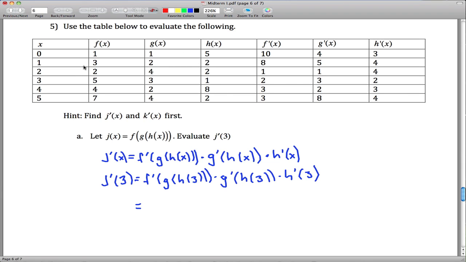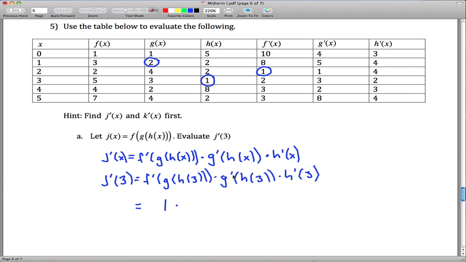H of 3. 1, 2, 3. Here's H. Looks like it's 1. G of 1. G of 1 is 2. And then F prime of 2 looks like is 1. So this guy right here is equal to 1. This whole thing. H of 3 is equal to 1.